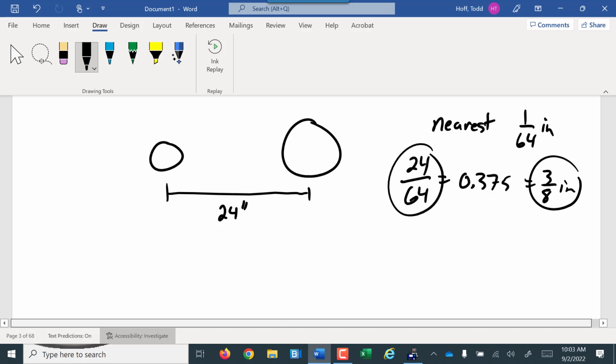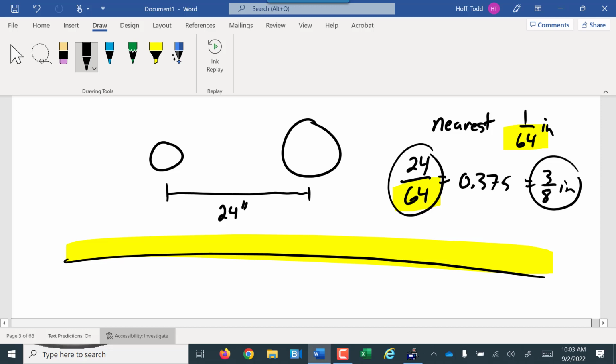You could have just done the 24 over 64 and reduced it as well. It would have reduced down to 3/8. There's a reason why I said to the nearest 64th of an inch. Because when you're dividing by 64, it automatically puts you to the nearest 64th. Then you just have to reduce it. Any questions on belt tensioning?